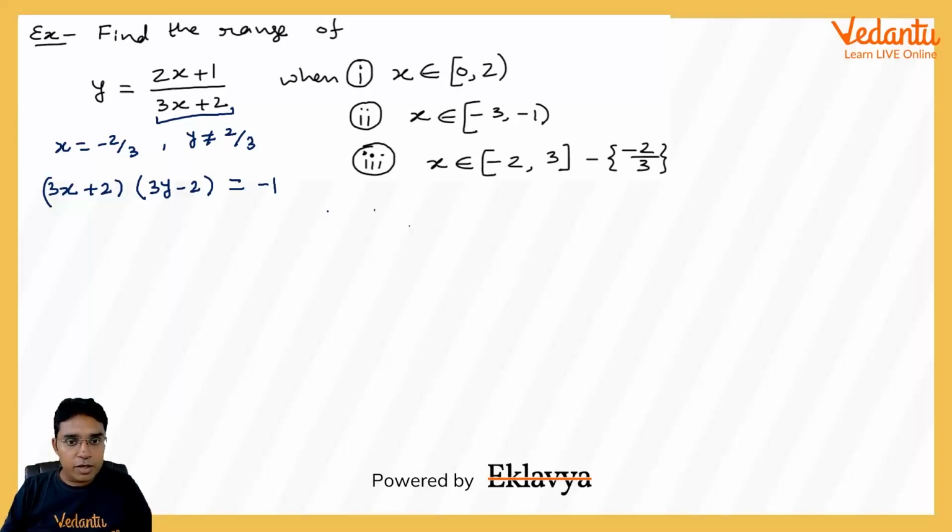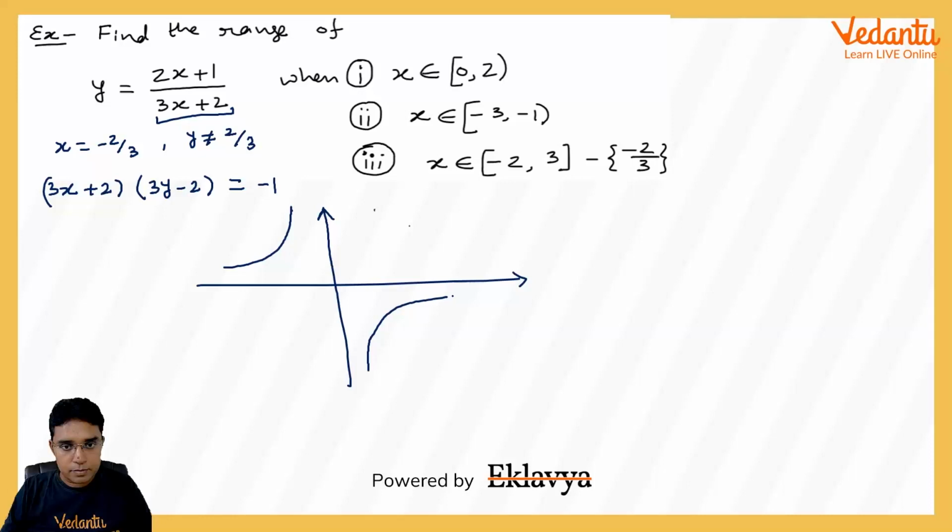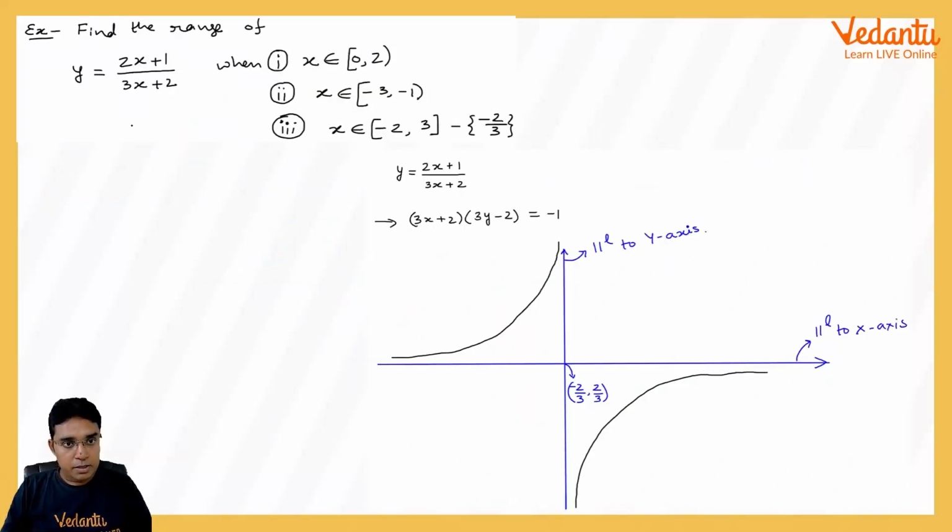So which kind of graph do you see? I think this will be lying here in second quadrant and in the fourth quadrant like this. And this center would be at minus 2 by 3, comma 2 by 3. Now if we are looking for the range when x is 0 to 2 or minus 3 to minus 1 and so on, I think this graph is going to help us in a great way. Let me use one fair diagram of this graph. I think that was what we got here.